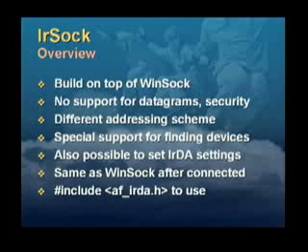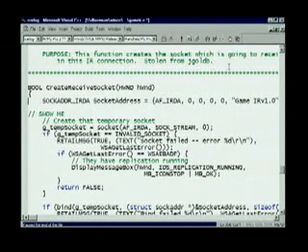So let's go over the source code and look at that now. Here's an example where we're actually creating sockets. One difference, if you're familiar with sockets, is that we're specifying an address family of AF_IRDA. This tells the API calls that we're initializing it for an IrDA socket.